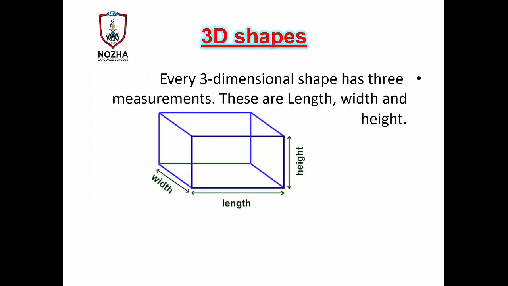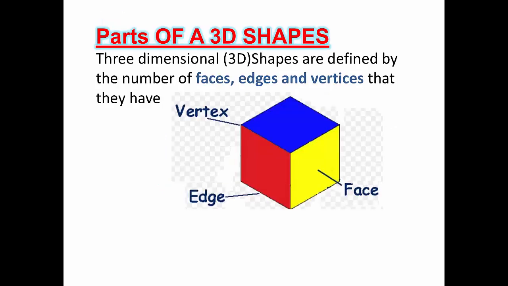3D shapes: every three-dimensional shape has three measurements. They are length, width, and height. Parts of 3D shapes: three-dimensional or 3D shapes are defined by the number of faces, edges, and vertices that they have. We call this an edge, this a vertex, and here a face.